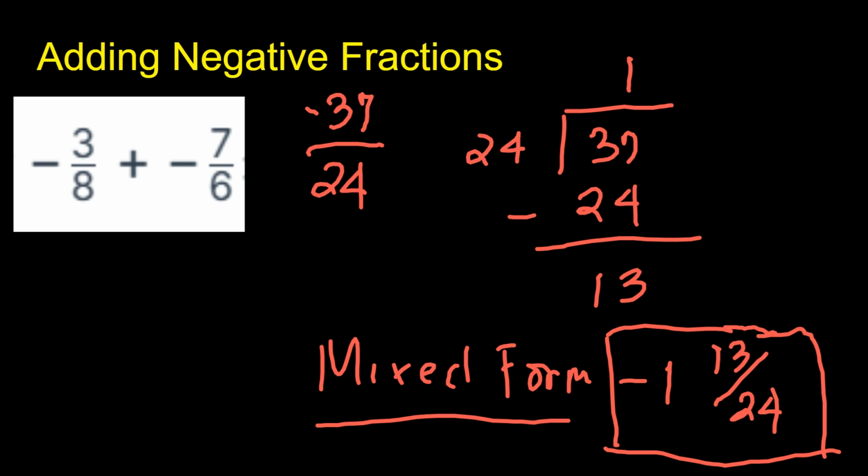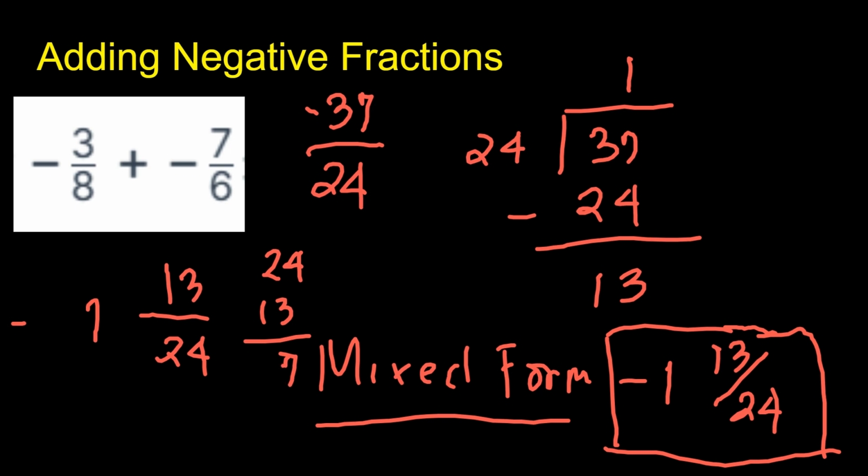And one more thing, if I may just add, if you want to change back the mixed form into improper form, it's pretty much easy. Again, disregard the sign first. So we have 1 and 13 over 24. When you multiply 24 by 1, of course, it's 24. And then 24 plus 13 would eventually give you back 37. Then put back your negative sign: negative 37 over 24. Makes sense, right? Okay, makes sense.